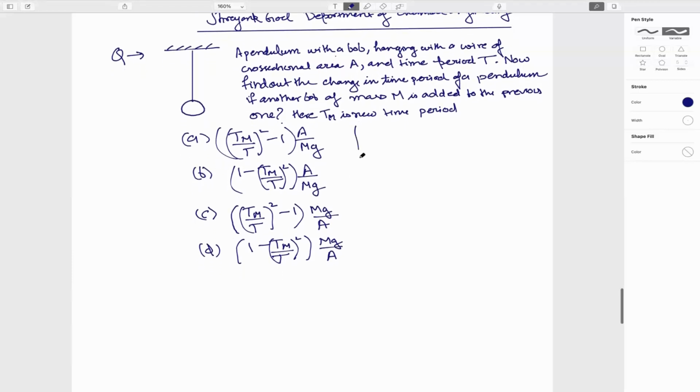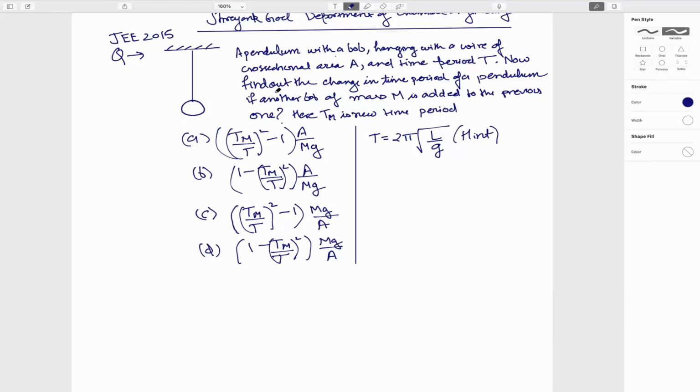If you don't know the time period of a pendulum, then as a hint, the time period is 2 pi under root L by g. So that's the original time period. That is not given in the question, but I am giving it to you as a hint. This question came in JEE 2015.